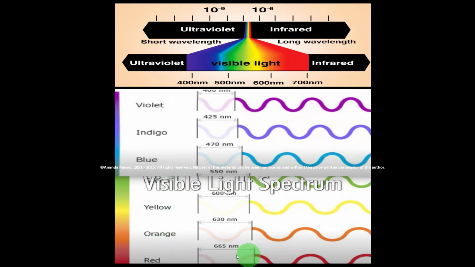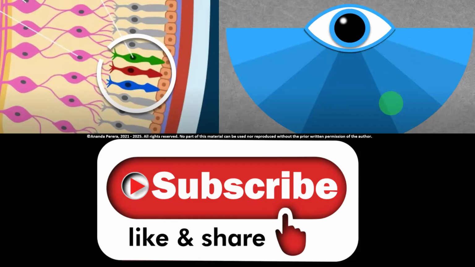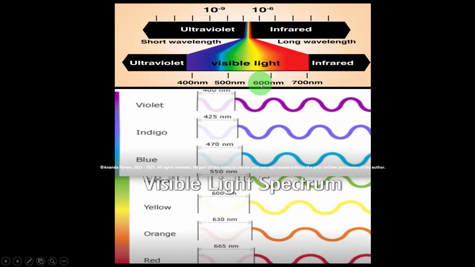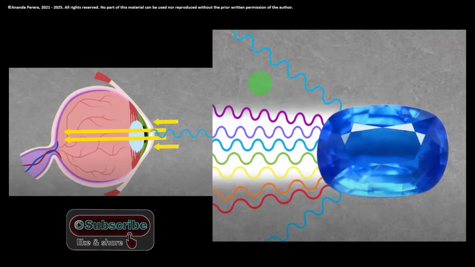So red is 665 nanometers wavelength. Orange is 630. Yellow is 600. Green is 550. Blue is 470. Indigo is 425. Violet is 400. These are the colors. These 7 colors can be identified through our 3 cones inside the eye. Okay, we are moving. This is physics. Earlier we learned biology; now it is physics. Now we are moving to our eye.